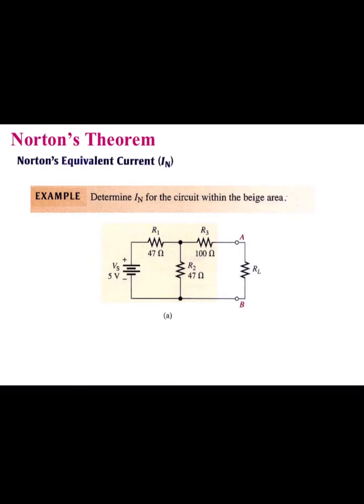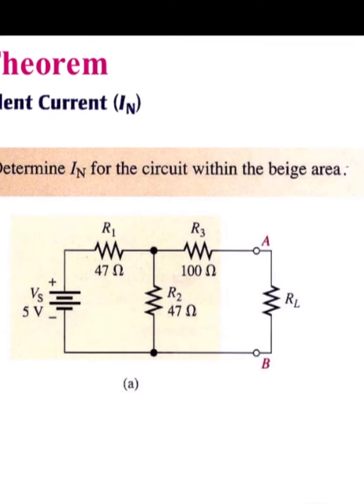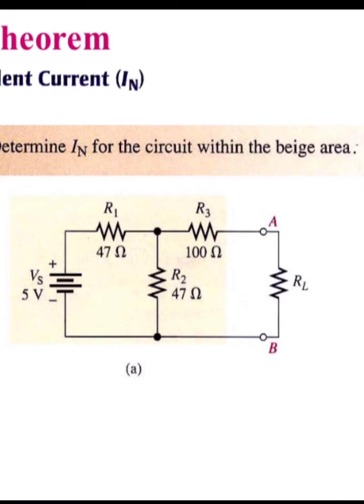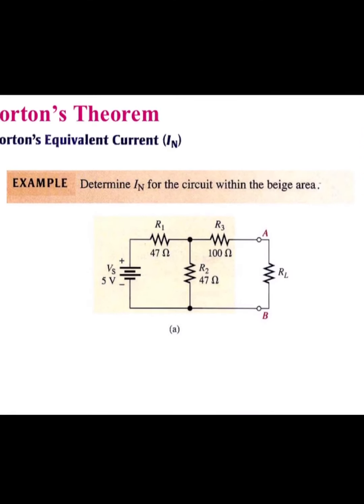Let us understand this by using an example. So here we have a circuit. The circuit is given with a 5 volt voltage source and 47 ohm, 100 ohm, 47 ohm and RL. A, B, RL is connected between A and B. This is the load resistance. In this question, you can see we are asked to find only IN right now. But the complete question can be to find a Norton equivalent circuit for this circuit. So what we will do, first we will find IN, then we will find Rn.